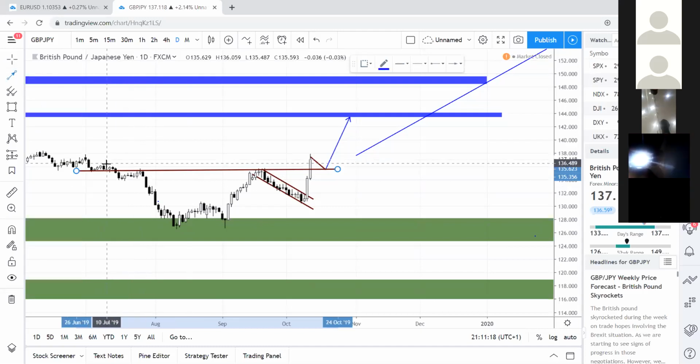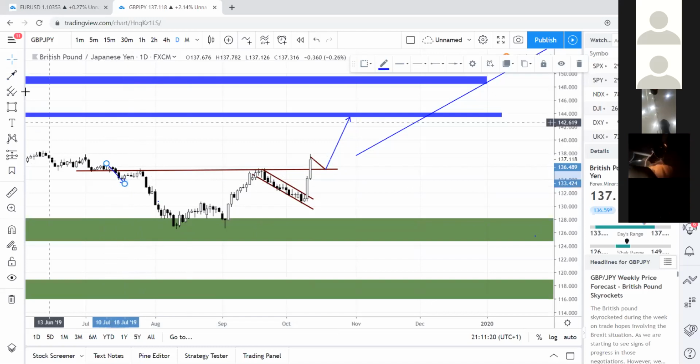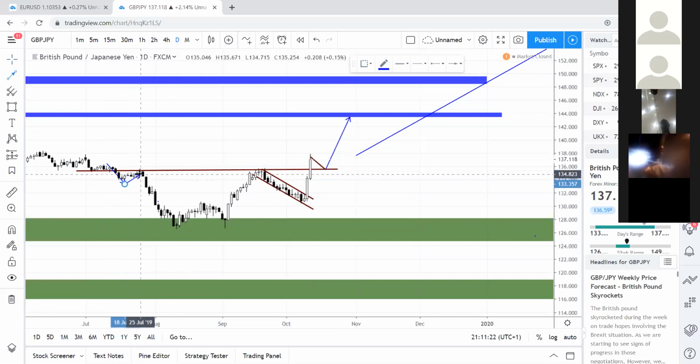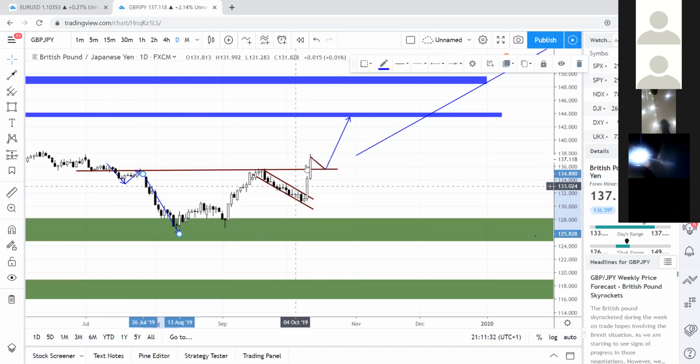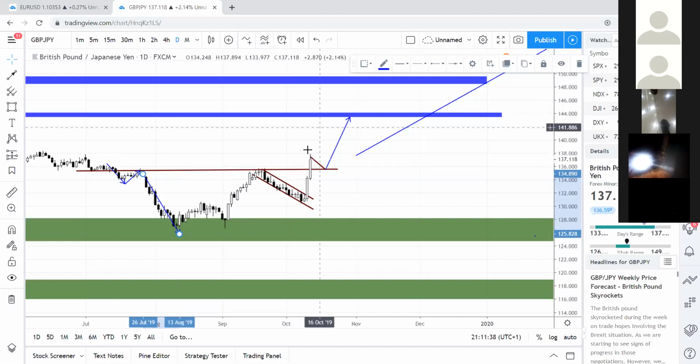See, it broke this line. What happened? It retested that line again. Then what next? Down. Now, for future sake, it has broken this line again. We're expecting a retest. And what next? To keep moving up. If it refuses to retest this line, just leave it. It's better. There are other opportunities.